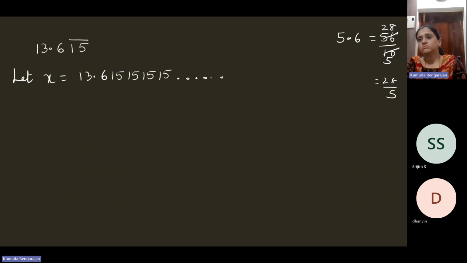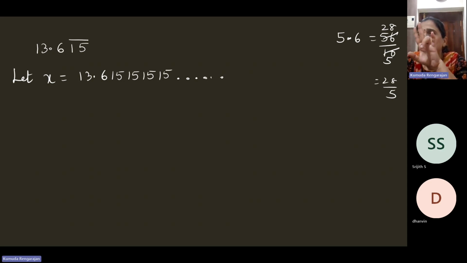Now, how many digits repeat in the decimal part? 1, 5, 1, 5, 1, 5. 2 digits are repeating. The 2 digits 1 and 5 go on forever, correct? In the decimal portion, the digits 1 and 5 go on forever.